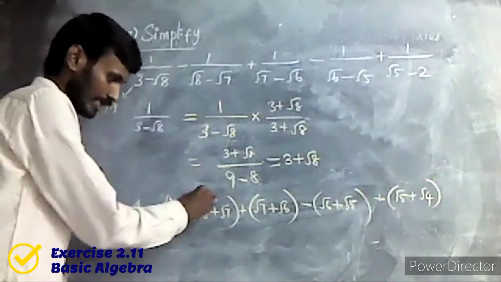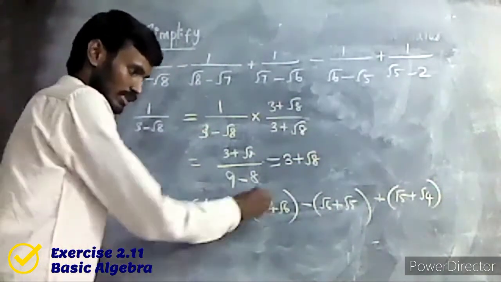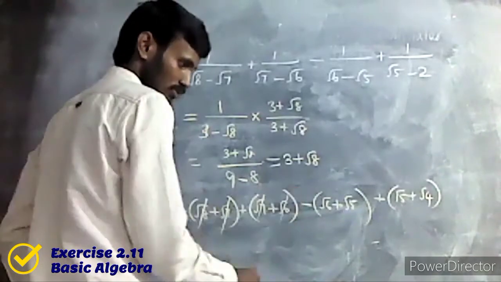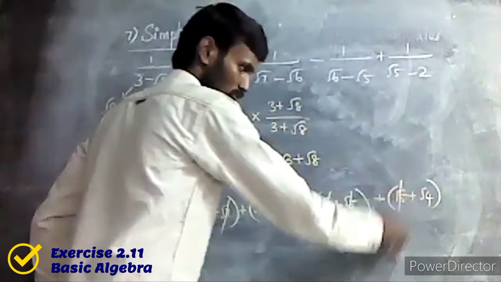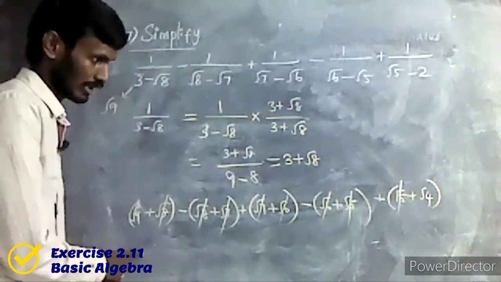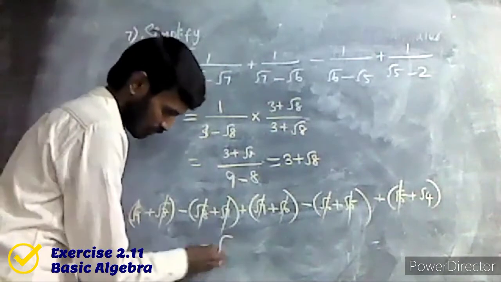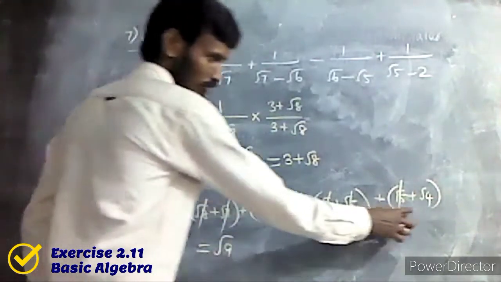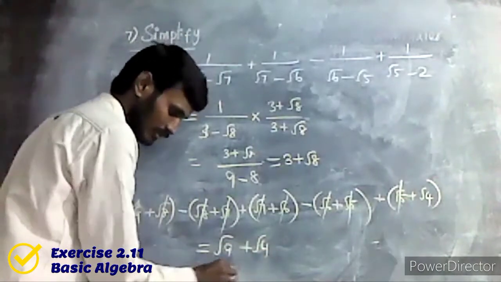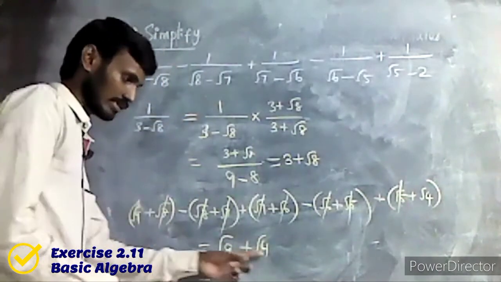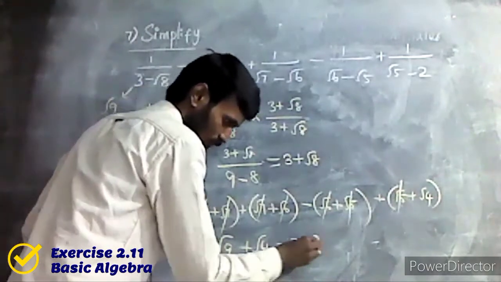Now, root 8 and root 8 cancel. This is minus root 7, so it is plus root 7. It is plus root 6, it is minus root 6. It is minus root 5, it is plus root 5. So, let us consider root 9 remaining, and last one, root 4 remaining. This is actually number 3, and it is actually 2. So 3 plus 2 is equal to 5.